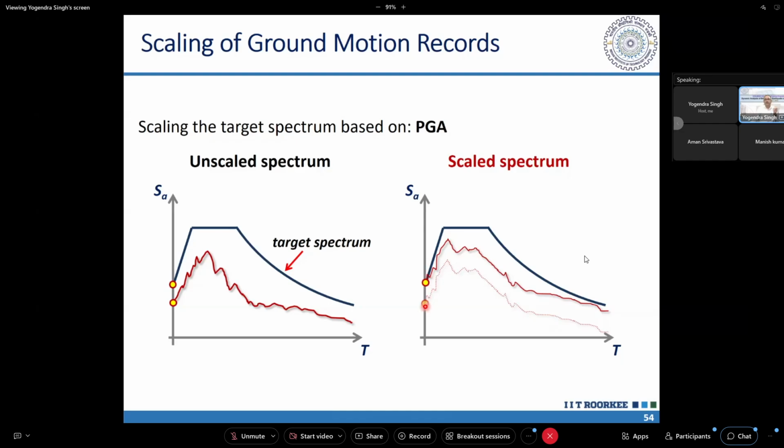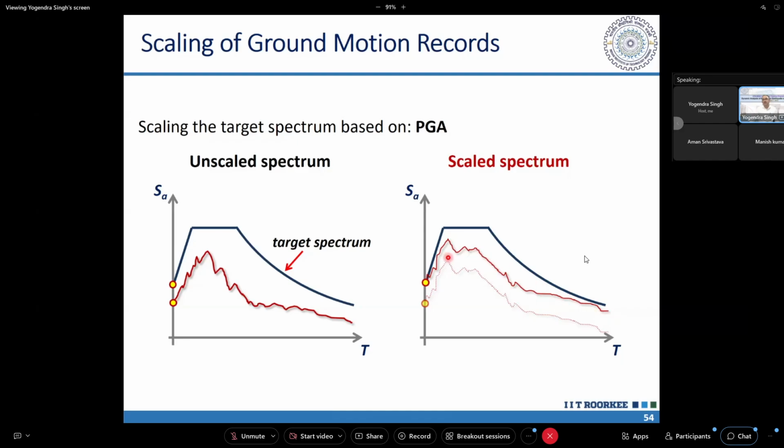And for scaling, the first option which comes to our mind is that let us scale by PGA. So we multiply the whole ground motion by a constant factor. This is called time domain scaling. In time domain scaling, I'm not changing its frequency content, I'm not changing its wave profile, but I'm simply amplifying or de-amplifying it. I'm multiplying it by a factor which may be more than one, or sometimes even less than one.